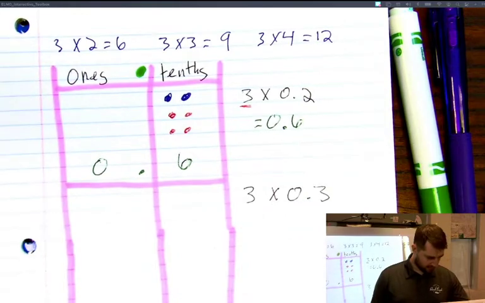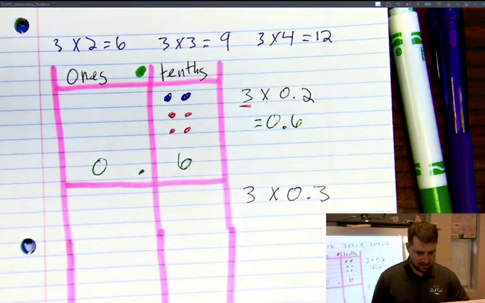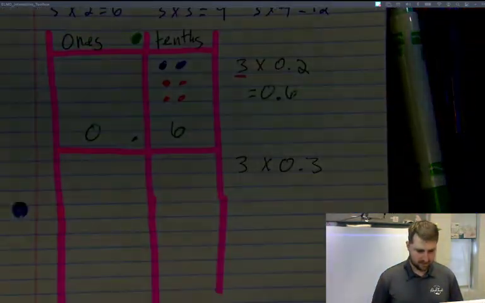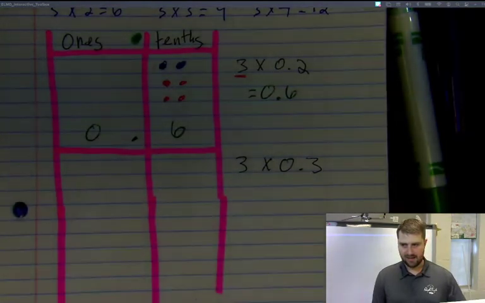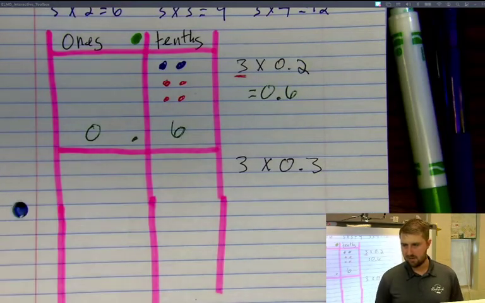And then we will take on 3 times 3/10. Well, that just got way too dark there. Let me lighten that up. There we go. That seems to be pretty decent.